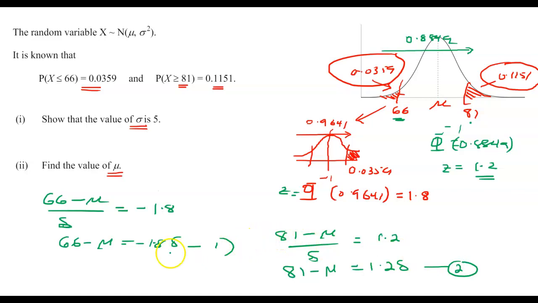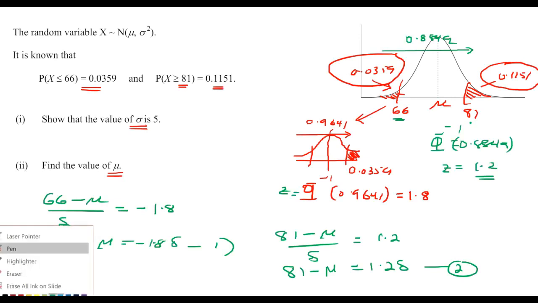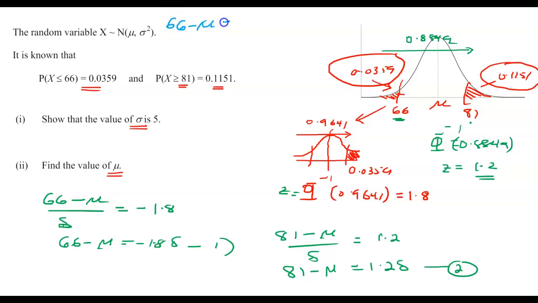So your aim now is to solve equation 1 and equation 2. I write my equations up here. We have 66 minus mu equals negative 1.8 sigma. At this stage, everyone knows how to solve these simultaneous equations. Then you have 81 minus mu equals 1.2 sigma, and you can solve these equations simultaneously, and you find out that your sigma is 5, and then your mu should be 75.